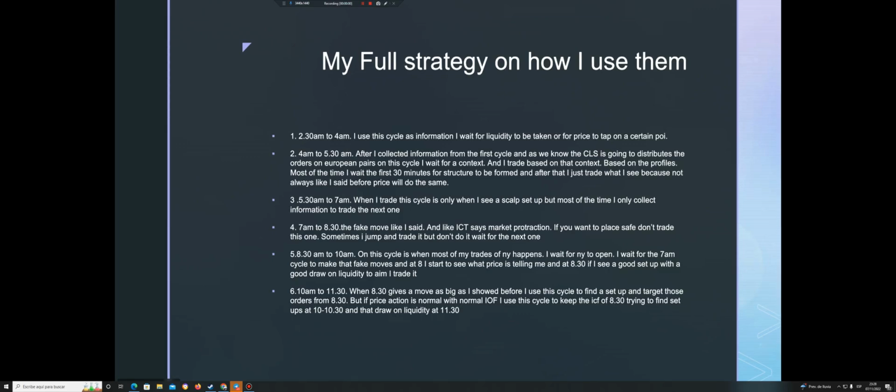So basically, my full strategy on how I use them. First, 2:30 to 4. I use the cycle as information. I wait for liquidity to be taken or for price to tap on a certain point. Okay, that's how I use the first cycle. Like I told you, I mostly don't trade it. I use the cycle to collect information to trade the second one, which is the 4 AM to 5:30 AM.